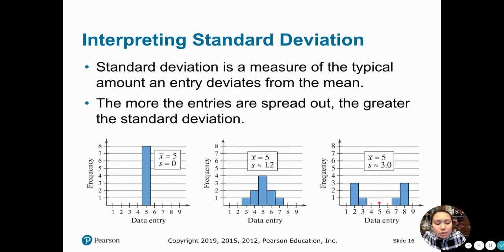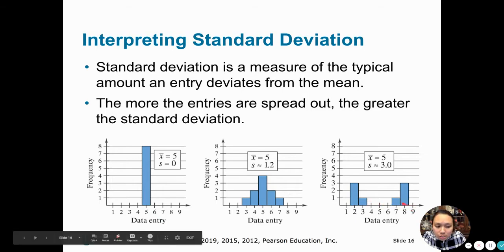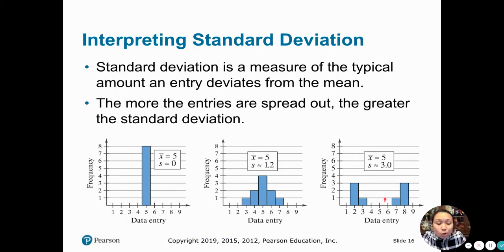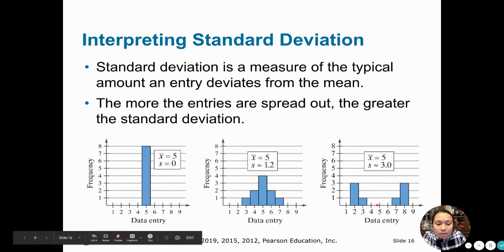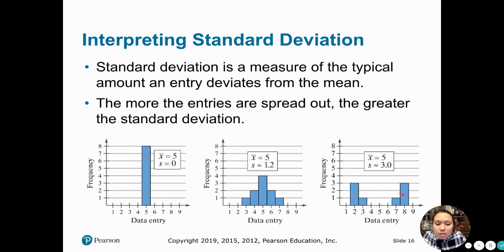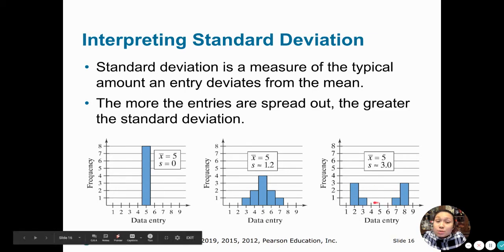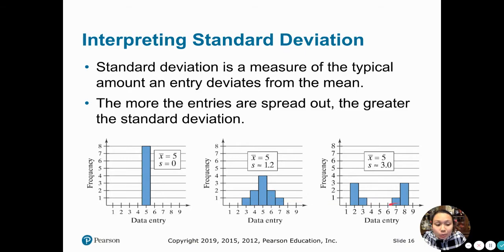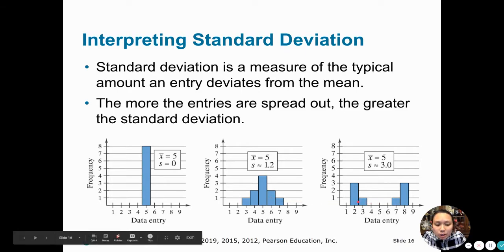And that has to do with the fact that all of our entries are pretty far away from our average, which was 5. In fact, we don't even have any entries that are 5. And so this shows us that the data is more spread out because our standard deviation is much larger than, say, the second one right here. And we can even see that visually, right? All of our entries are either to the left or the far right of our average.